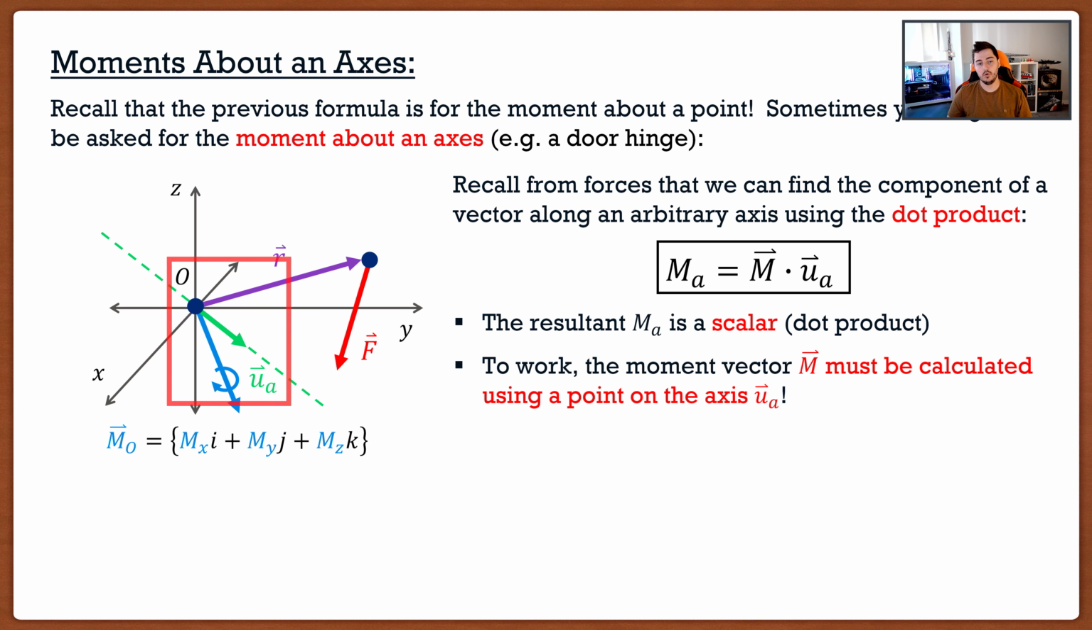Now again, I really want to emphasize this. In order for this to work, point O, which we know the moment for, has to be on that axis. Generally, it always is. If it's not, it's too much work for exams, so professors usually shy away from doing that because they don't want to mark extra things.